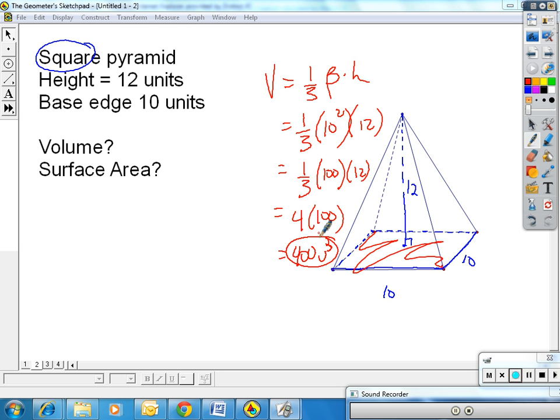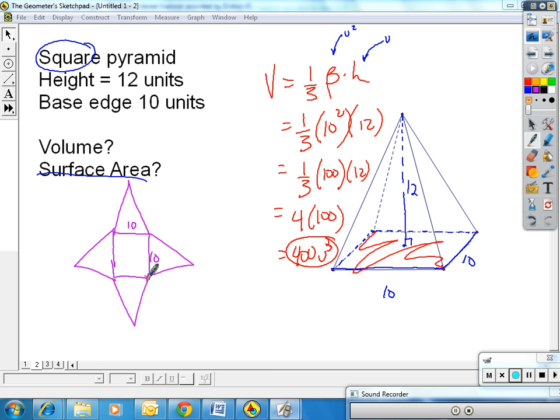Okay. Units cubed. How did I get units cubed? Well, remember that that's units squared, and that's just units, and I multiply units squared and units to get units cubed. It does ask for surface area, so just kind of a review, I guess. Remember, the surface area looks like this. It is a 10 by 10 base, and then I've got these triangles. The lateral area is a triangle.